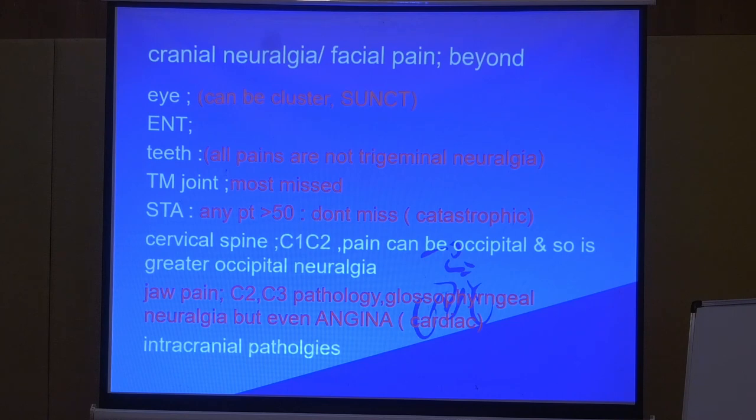And there is another nerve called the greater occipital nerve. Greater occipital neuralgia can come with retroauricular pain. So there are so many causes: the vascular, the joint, the teeth, the cardiac, the neuralgias, the cervical. So all pains are not trigeminal. You'll have to dig a bit more to find out what you are dealing with in these cases.